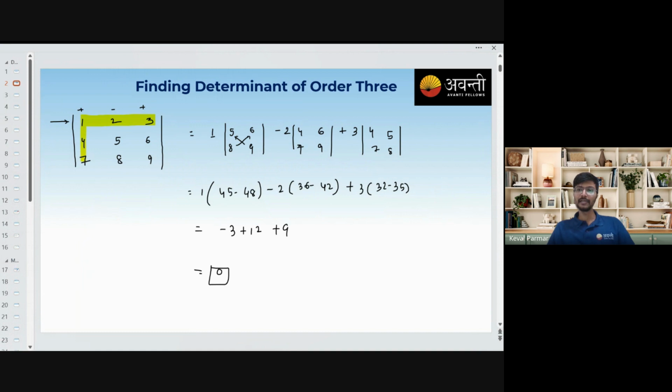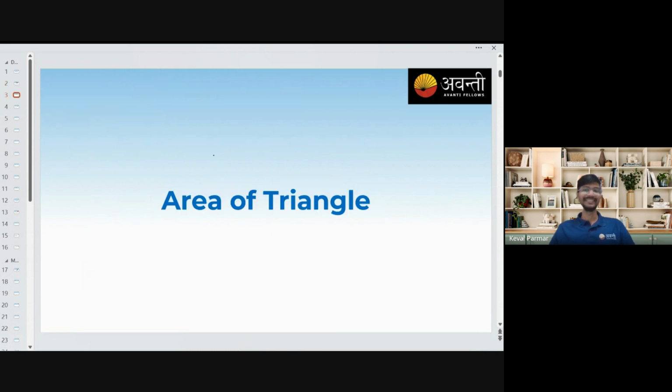That means what I'm trying to say is a determinant will always have some value. Any value it can have throughout all real numbers, or we can also get imaginary numbers. But I hope it is clear how to calculate a 3 by 3 determinant. Let's move on to the next, which is area of a triangle.